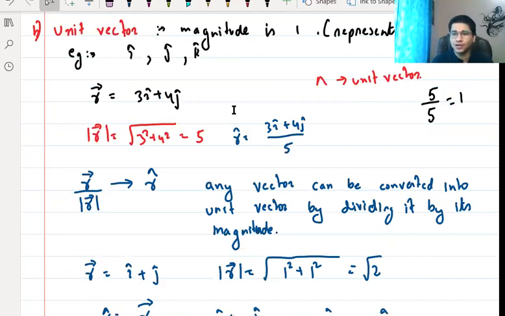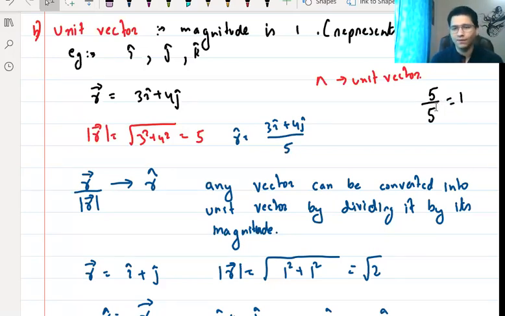Then second is the unit vector. Unit, as the name suggests, means 1. So it is a vector whose magnitude is 1, and it will have only direction. We know that if I have to convert any number, for example 5, into 1, what do I need to do? Divide by the same value. Remember the term value. So I divide 5 by 5, I get 1.